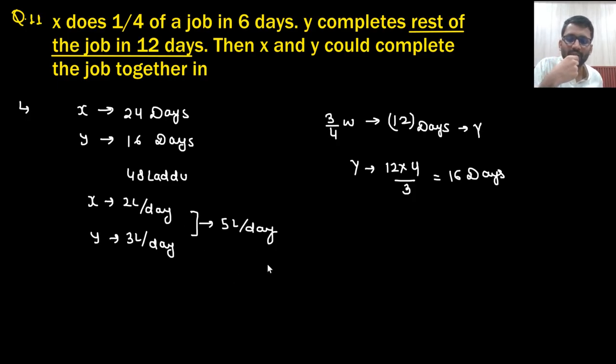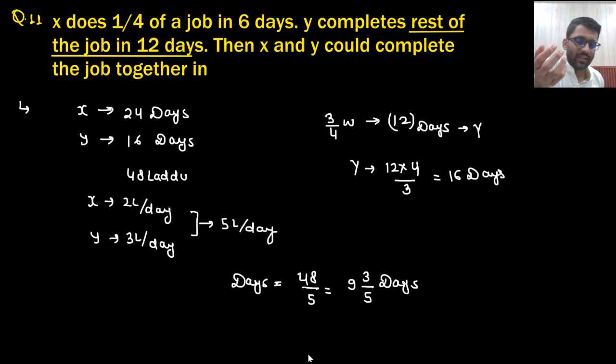So how many days will it take? 48 by 5, that many days it would take. So you can say 9 days and 3 by 5. What is 3 by 5 of the work? So 9 plus 3 by 5 days, this many days it will take. That's it.